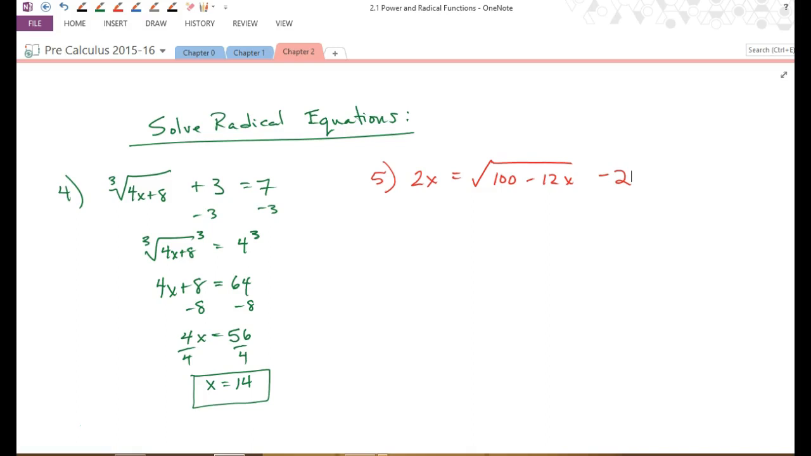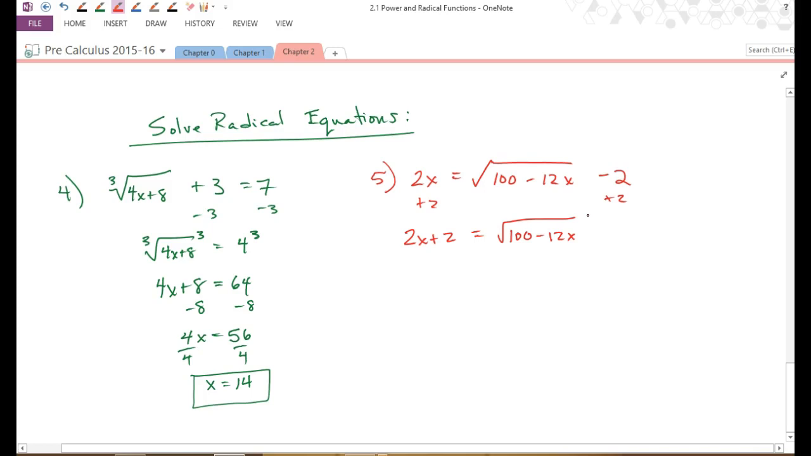First, I need to set it equal to the square root piece. So what should I do first? Add the 2. So I'm going to add the 2 first. So I have 2x plus 2 on the left-hand side, and I have my square root on the right. So how do I get rid of the square root?